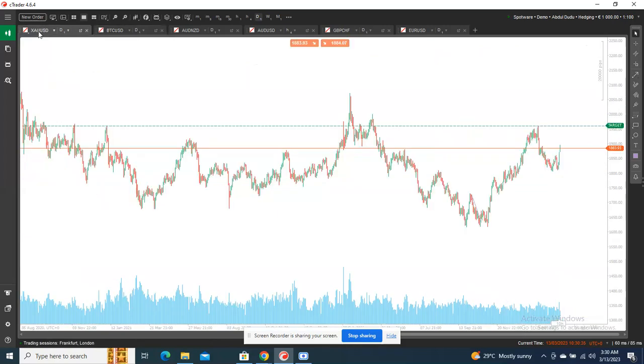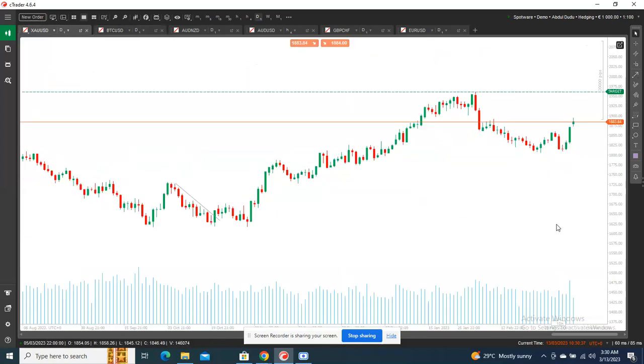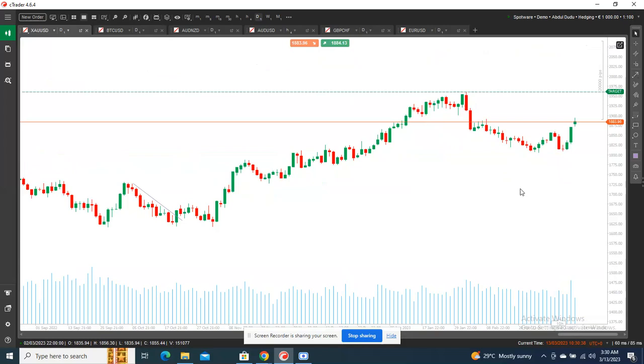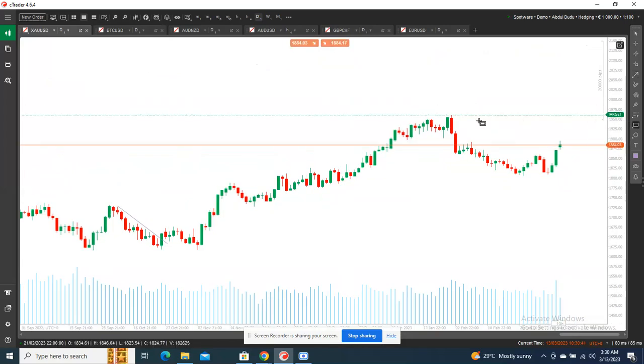Then at gold, we are selling gold when the price comes back here. It's very simple.